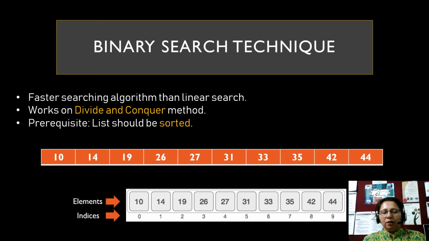The list is a sorted list. It is in ascending order and the elements are 10, 14, 19, 26, 27, 31, 33, 35, 42 and 44. As you know, in a list, the index of the element starts from 0. So there are indices that are starting from 0, then 1, 2, 3, 4, 5, 6, 7, 8 and 9. So the lowest index is 0 and the highest index is 9.